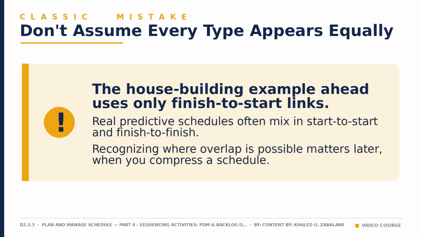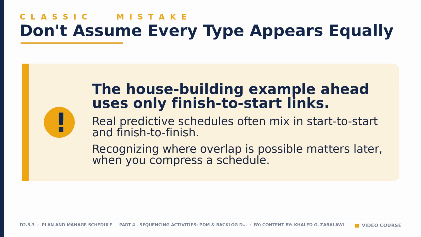Notice that the house-building example you are about to walk through uses only finish to start relationships. That is intentional. It is by far the most common logical relationship in predictive scheduling and the easiest to reason about. Permits finish, then framing starts. Framing finishes, then exterior work starts.